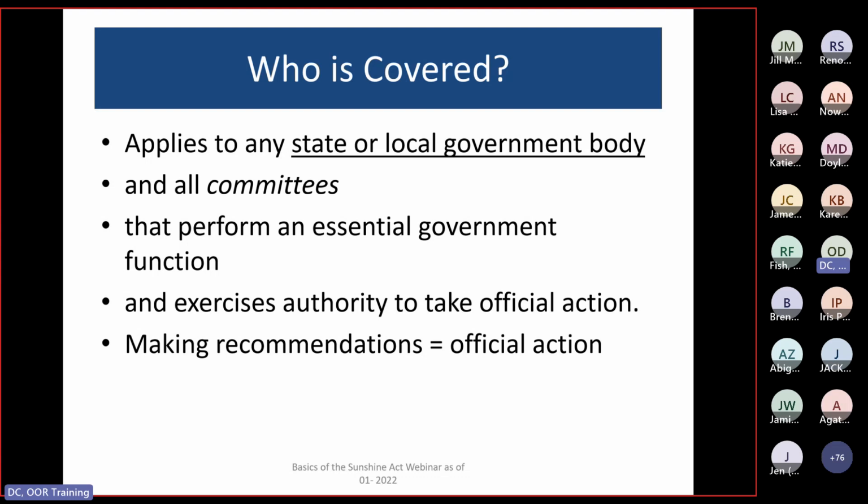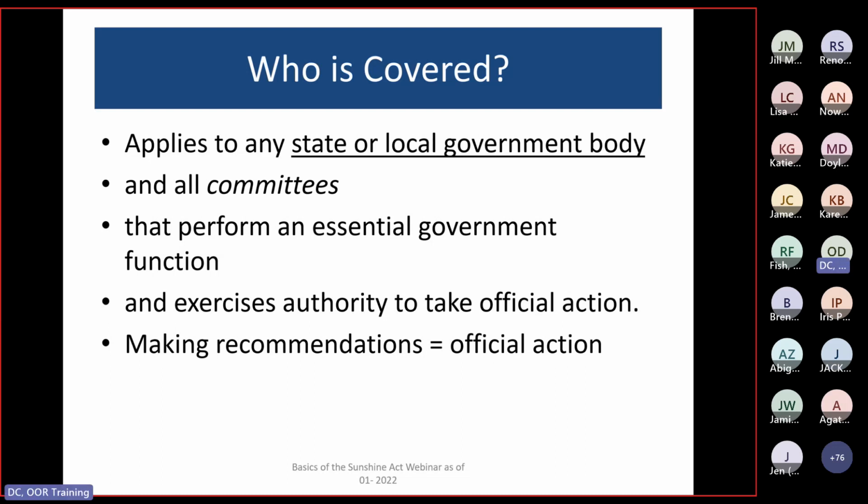Whether or not the committee is subject to the Sunshine Act is not reliant on who's on the committee. You do not need a single elected official to be a member of a committee in order for that committee to be subject to the Sunshine Act. You simply need to look at the criteria that's on the screen right now. State or local government body performing an essential government function and exercising the authority to take official action. That authority could include simply making recommendations back to the board of elected officials.